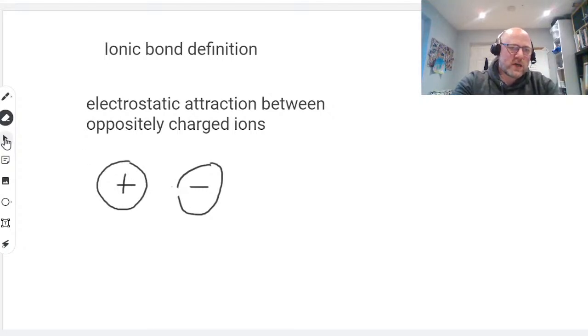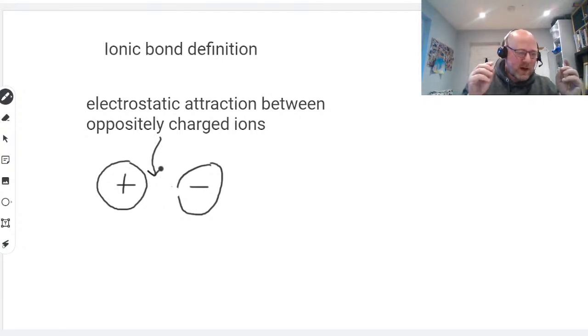Between them. So they're very strong. They're not weak. Cations, anions, yeah, you can name them. If it was magnesium and sulfur, you'd say strong attraction between positive magnesium, Mg2+ ions and S2- ions. If it was magnesium and oxygen, you could say strong electrostatic attraction between positive magnesium ions and negative oxygen ions. But it's easier just to say oppositely charged ions.